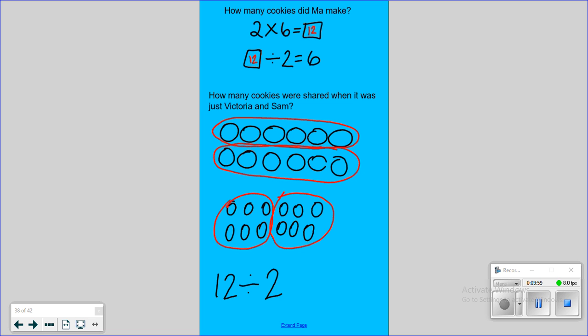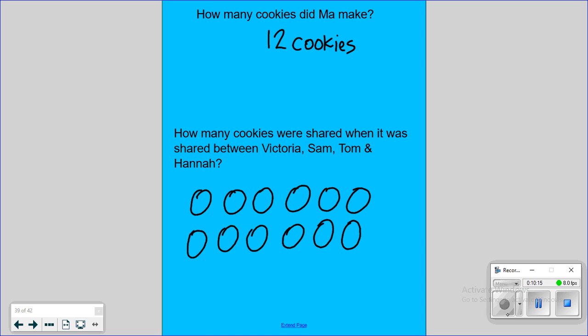12 cookies put into two groups means that each person got, Jackson? 6. 6 cookies each. Does that make sense? Yes. All right, we should have 4 circles because we have 4 people. Circle 4 circles. 4 big circles. That doesn't mean 4 in each group.